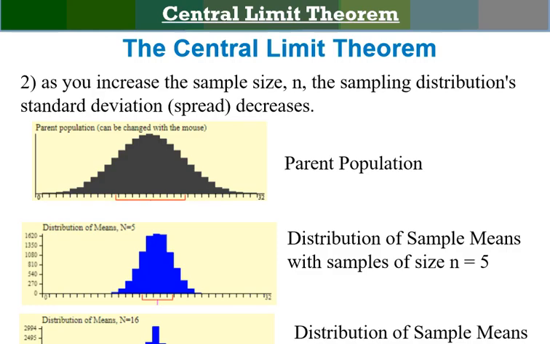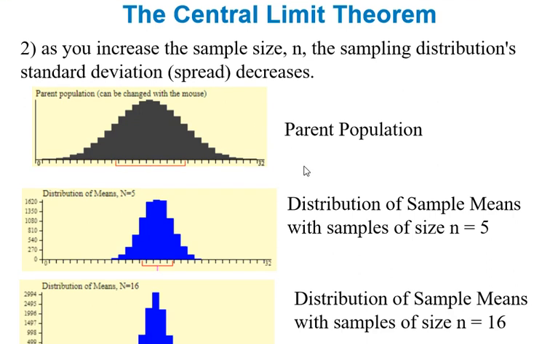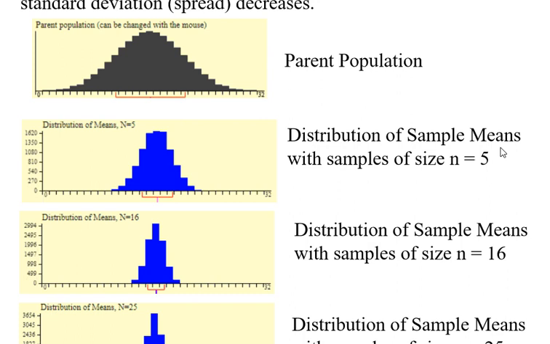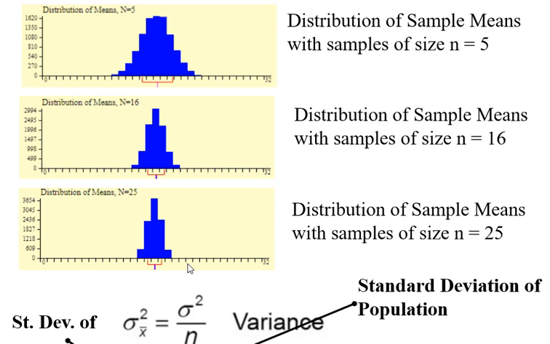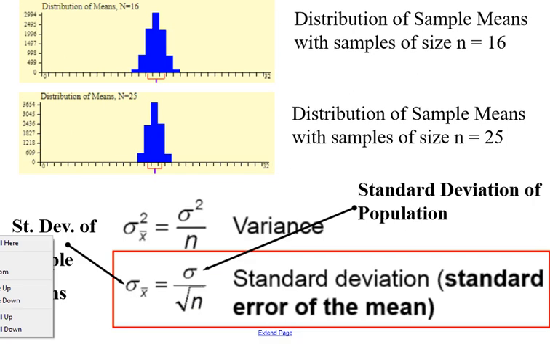The second thing they said is what we talked about with the distribution. The distribution is going to narrow in. As you increase the sample size n, the sampling distribution standard deviation, or spread, decreases. If this is my parent population that I'm drawing from, if I took samples of size 5 and then averaged each of those samples and plotted them, I get the following distribution. You'll see the spread is already narrowed even with just sample size 5. Sample size 16, the spread is even smaller. Size 25, even smaller. 30, even smaller. So we see the standard deviation shrinks as I increase my sample size.